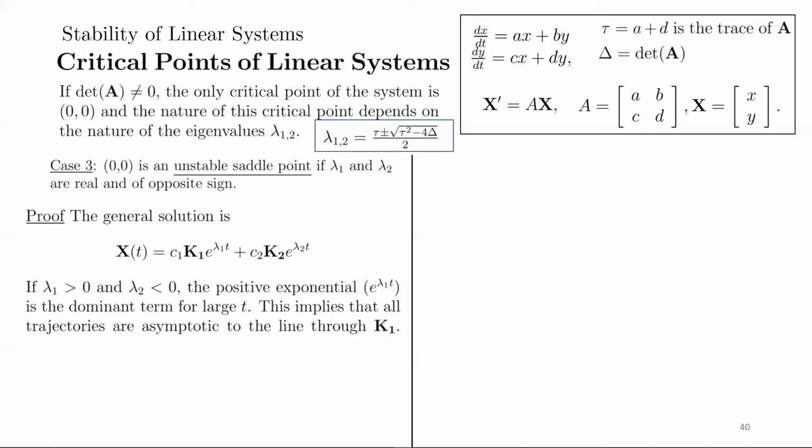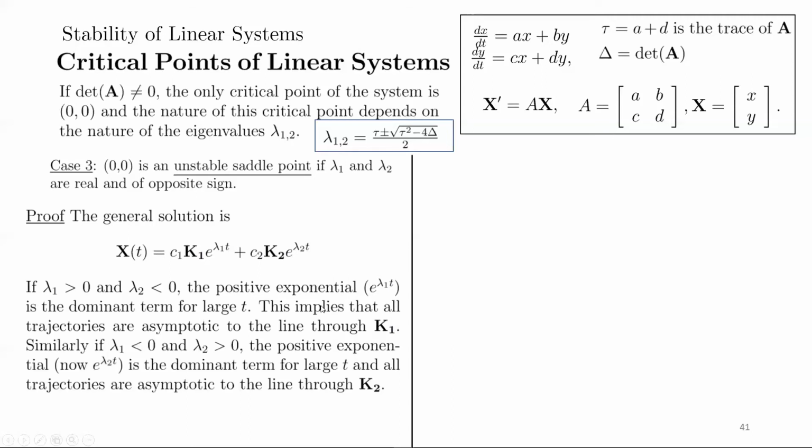And so what this says is that this first term is what's dominating at large time, and all trajectories are asymptotic to the line through k1, this vector, that direction k1. And of course, if the opposite is true, then we just switch. If lambda 1 is negative and lambda 2 is positive, this term is going to 0 as t goes to infinity, and the general solution is dominated by this term, which is going to infinity, and all trajectories are going to end up moving along this line c2 times k2. Okay, so that one's not too hard.